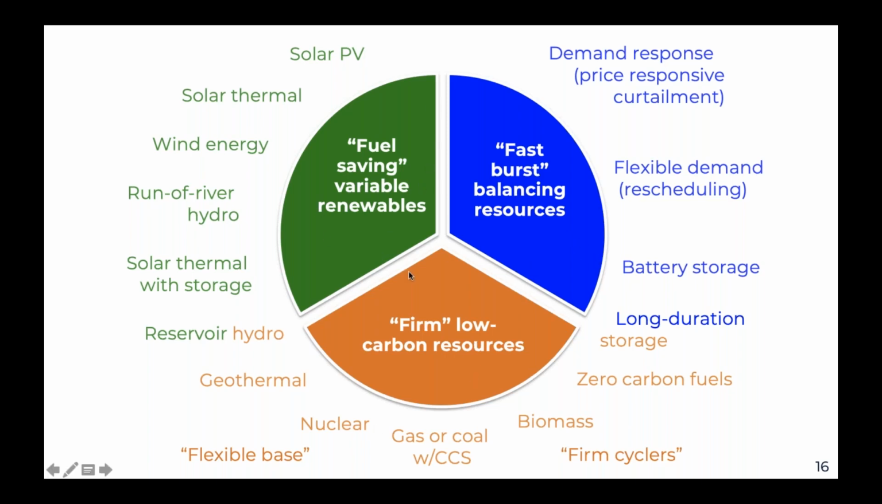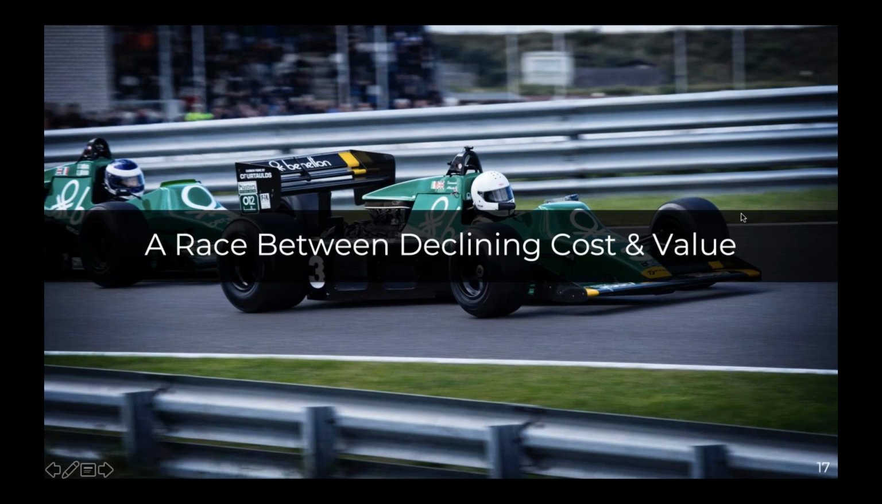Here I show them as equal sized triangles, but in reality, their relative balance is going to change depending on the system and the weather context and the relative cost of these technologies. So if we're going to see each of these play a big role, what we have to see is two things. One, a continued race between the declining cost and the declining value of wind, solar, and batteries.